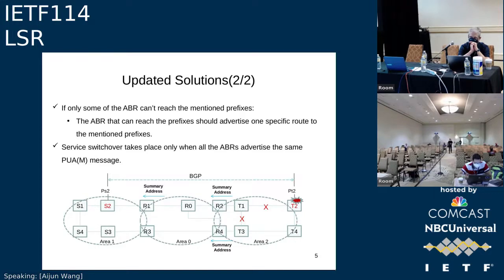The second part of the updated solution is that we also consider the scenario where only some of the ABRs can reach the maintenance prefix, that is, when the network is partitioned. The ABR that can reach the prefix should advertise one specific route to the maintenance prefix. This advertisement will let the traffic divert to the ABR that can reach the prefix. We also mention that the service switchover must take place only when all ABRs advertise the same message.